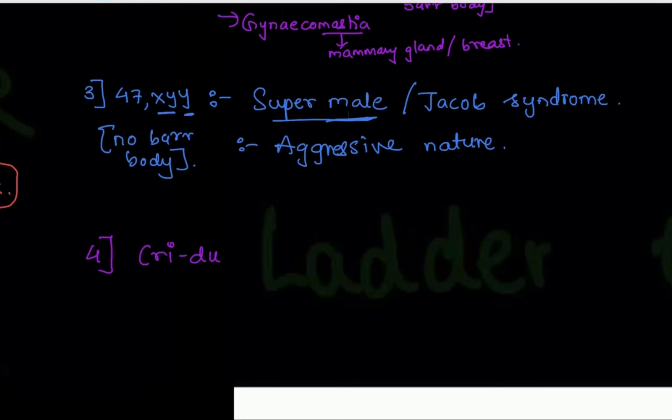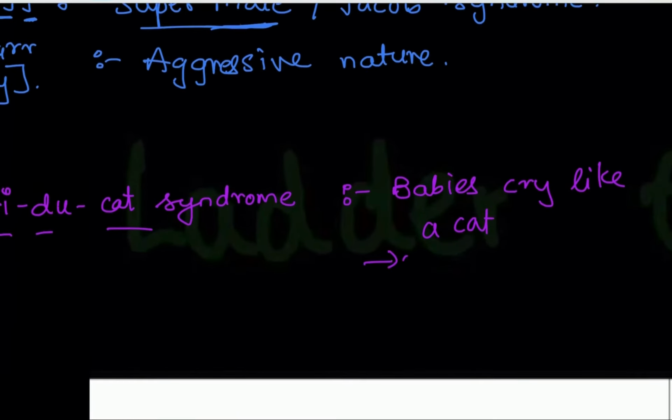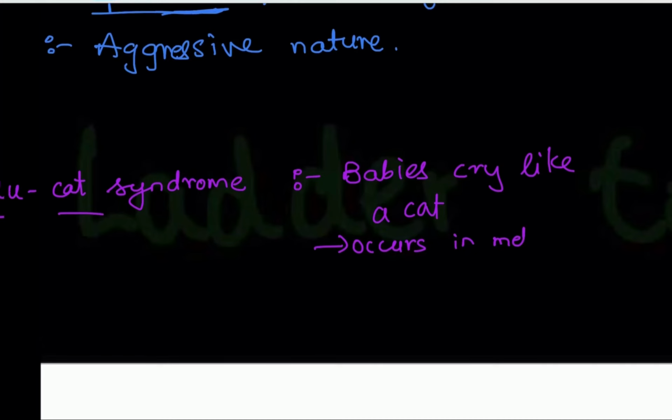Cri-du-cat syndrome. In this Cri-du-cat syndrome, babies cry like a cat. So for babies crying like a cat, we gave it the name Cri-du-cat syndrome. It occurs in metaphase. So any problem in metaphase can lead to Cri-du-cat syndrome. So you should remember Turner syndrome was because of anaphase; Cri-du-cat is because of metaphase. It is very important. Please remember this point.